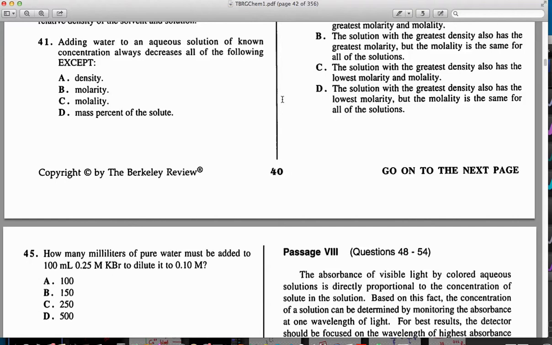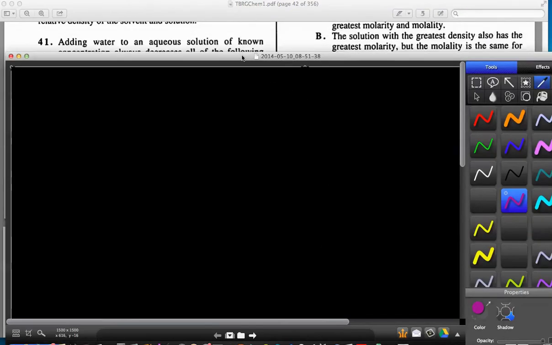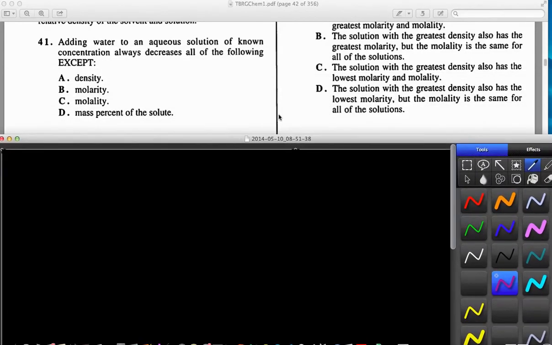All right, let's think about some definitions here. Density is mass per unit volume. This certainly is going to increase the denominator without increasing the numerator. So density definitely goes down.